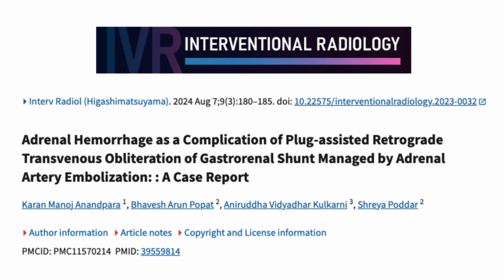There is less data on this, but our group itself had published a paper a couple of years back where an inadvertent cannulation of the adrenal vein during a PARTO with partial deployment of the plug into the adrenal vein resulted in the formation of an adrenal hemorrhage. This was published a couple of years ago, but there is less data on this.